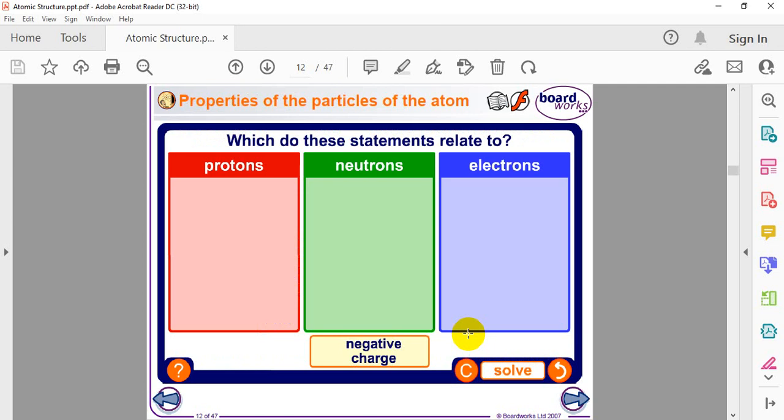Properties of particles of the atom. Which of these statements relates to a proton, a neutron, or an electron? Negative charge. Of these three, the only negatively charged particle is the electron.